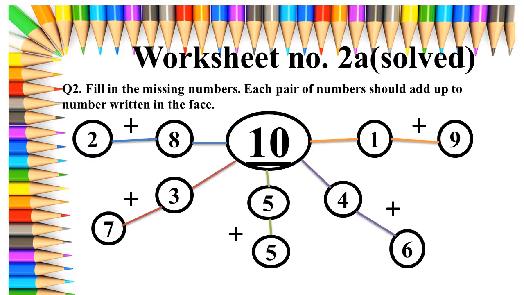Come to question number 2. In this question, basically we have multiple sums. Multiple means more than one. And answer of all these sums is common, which is 10. Okay, like 2 plus 8 is equal to 10. 7 plus 3 is equal to 10. 5 plus 5 is equal to 10. 6 plus 4 is equal to 10. Then 9 plus 1 is equal to 10.